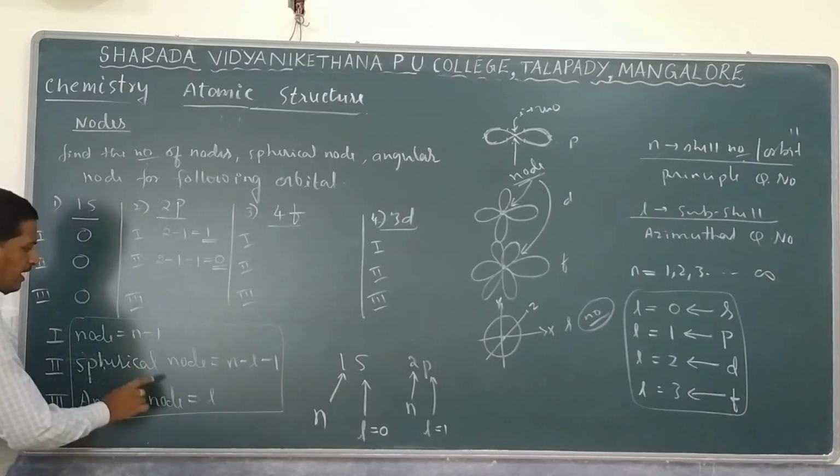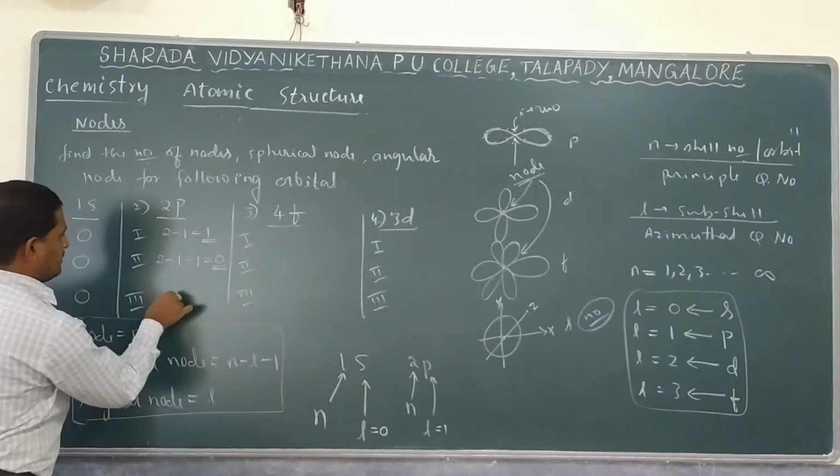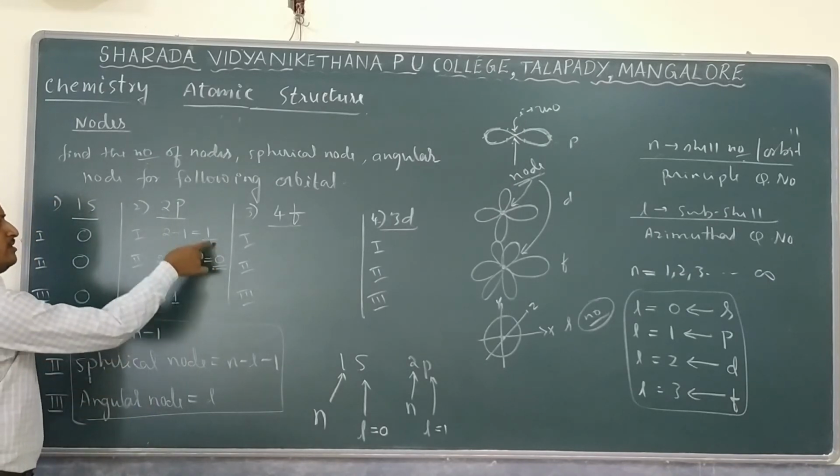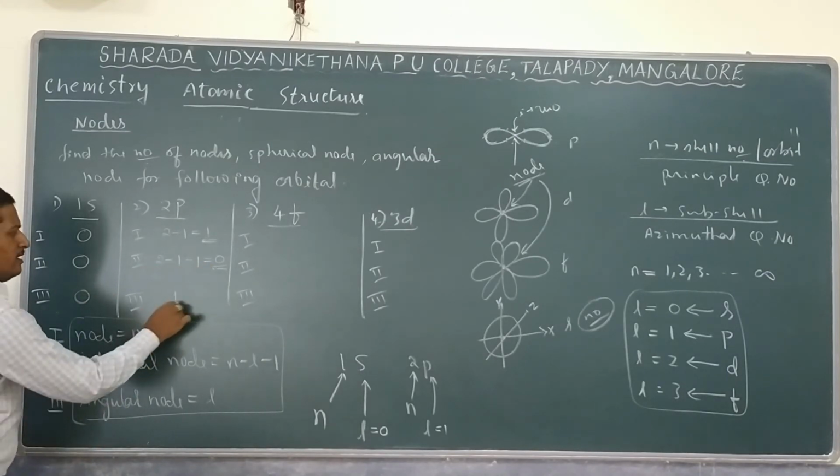But if you go for the angular node, l equals 1, so the number of angular nodes is exactly equal to 1, as 1 plus 0 equals 1. So the total number of nodes is 1. The spherical node is going to be 0, whereas the angular node is going to be 1.